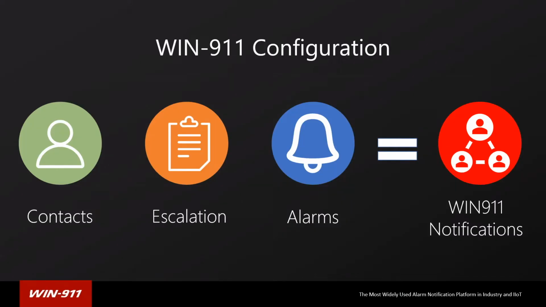All right, so to break down WIN-911, it's really just three simple pieces. You have your contacts, who are the people that are going to be called. The escalations is the notification policies. That's who's going to be called in what order. And then the alarms that you want WIN-911 to send notifications for. You can import them or create subscriptions. And in the end, you get your WIN-911 notifications.